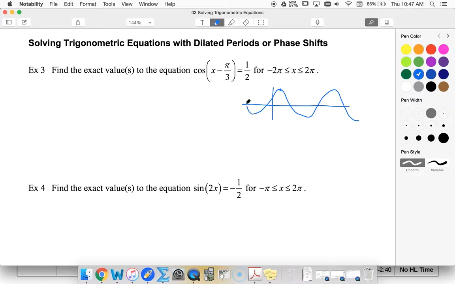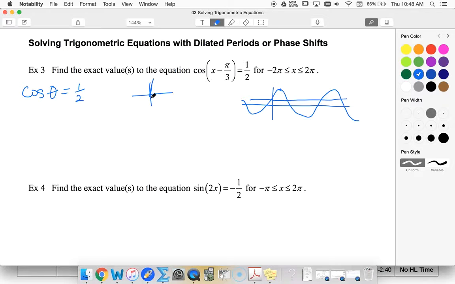So here's my max, and then cosine is going to look like this. And now I want to know all the places where it's a half. So somewhere in here, I'm looking for my solutions. But let's think about what it would look like if we just had cosine of theta is a half. Well, we know that cosine of theta is a half. That's my short x value, so that gives me my tall angle.